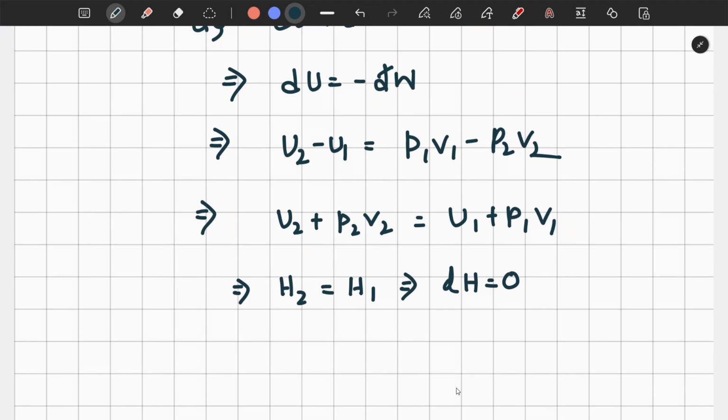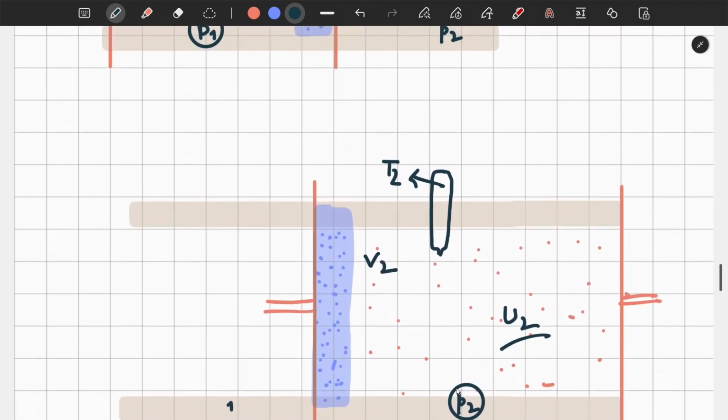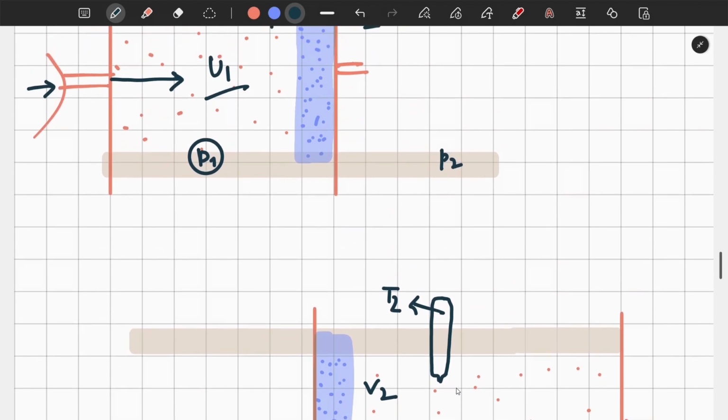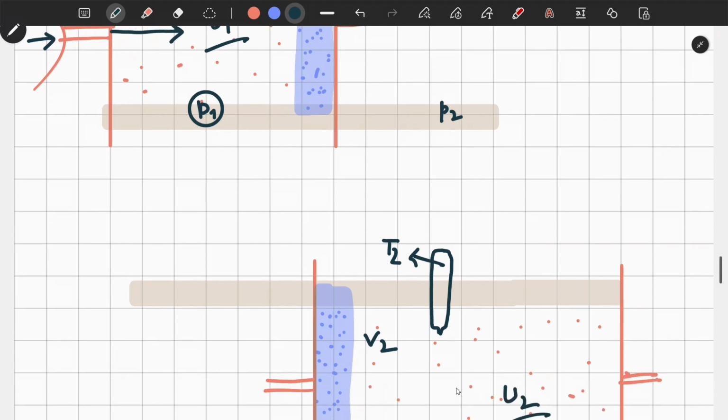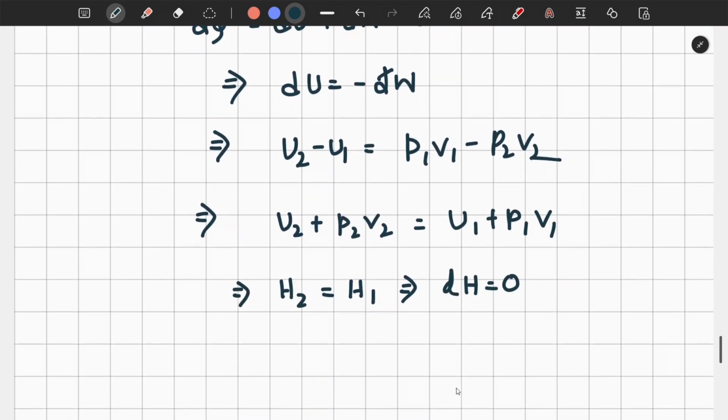It is possible because the amount of work done here is compensated by the internal energy change. So the total internal energy, let's say it is U1 and it is U2, some amount of internal energy decreases. How can that internal energy decrease? Due to the expansion work done. There is no other heat exchange. That is the first law of thermodynamics, right? So obviously internal energy plus work done will be constant, and that is the enthalpy. That's why it is a constant enthalpy process.